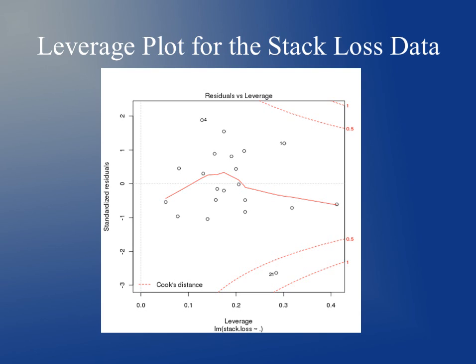Observation 17 was the other observation identified as being a potential problem. That doesn't even show up here because the residual is very close to 0. So the predicted y is very close to the actual value for y that we got, so it's not very influential.